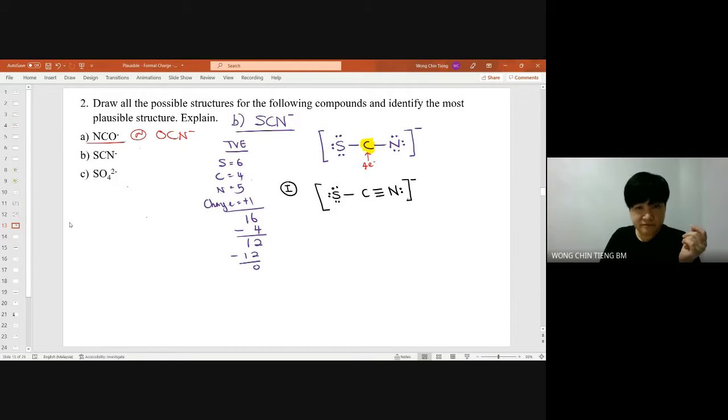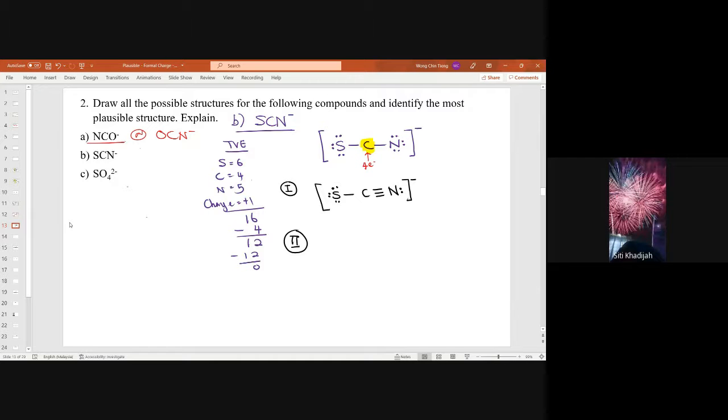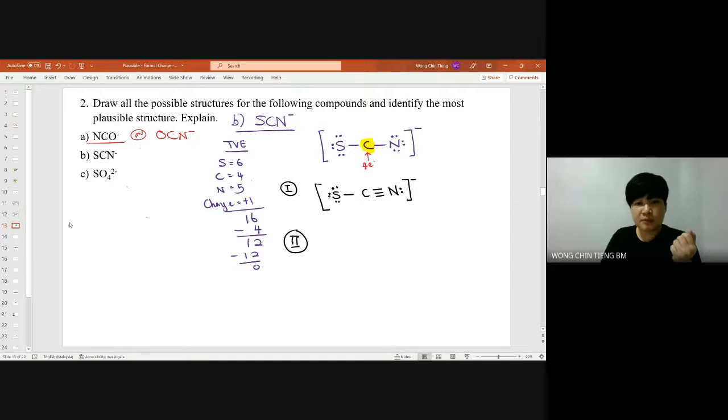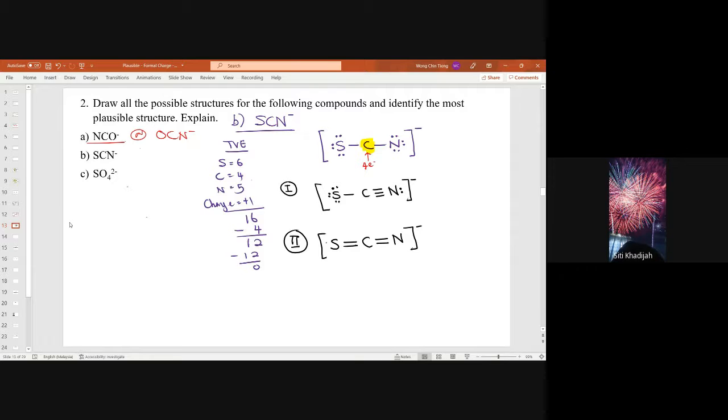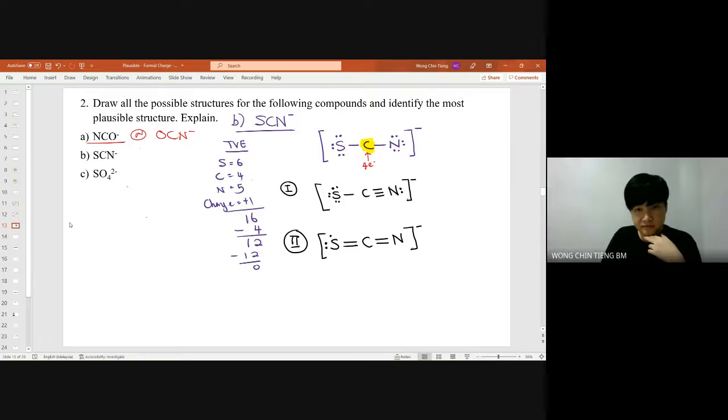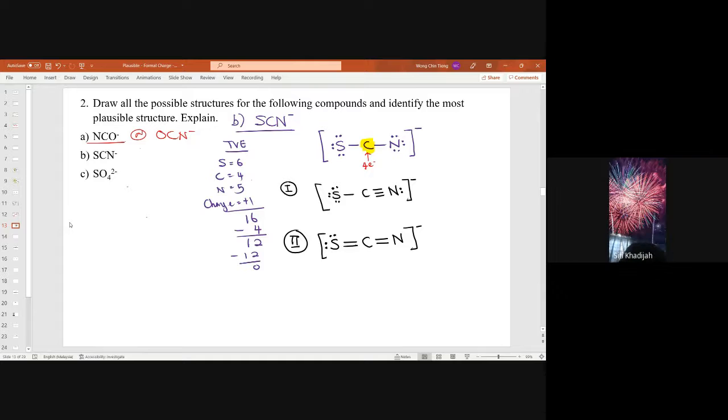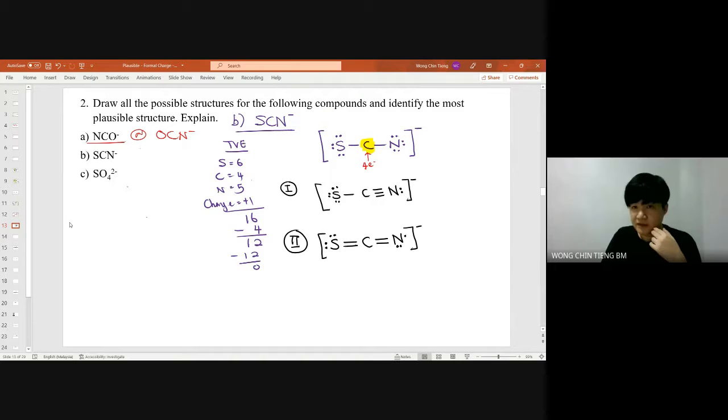Khadijah? Apa option lain? Saya buat double bond dekat dua-dua. So, saya rasa structure dia macam ni. Soalan saya, Khadijah. Berapa lone pair tinggal pada sulfur and nitrogen? Sulfur tinggal 2 je. 2 lone pair. Nitrogen pun 2. Agree, guys?